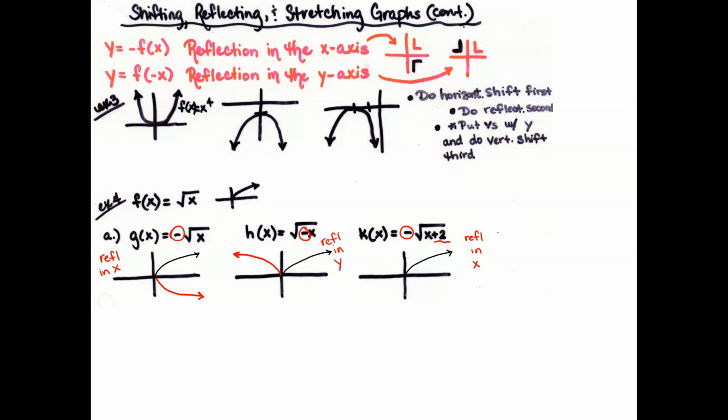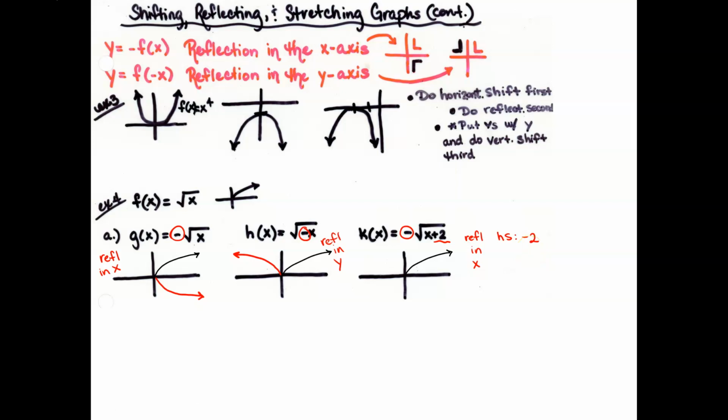Can that 2 be moved to the other side? No, it's stuck to the x. So what's being subtracted from x is a negative 2, because this would be x minus a negative 2. Again, you can think of this as the opposite of positive 2 is negative 2.